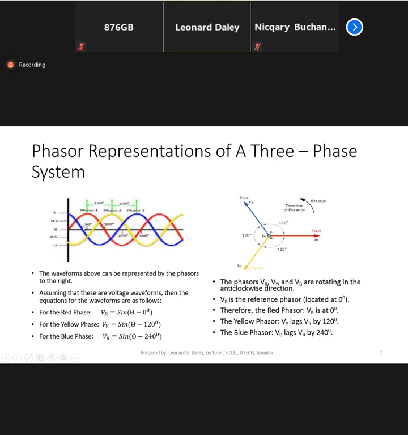All right, now, as I said before, the waveforms can be represented as a sinusoid, so a sine wave.